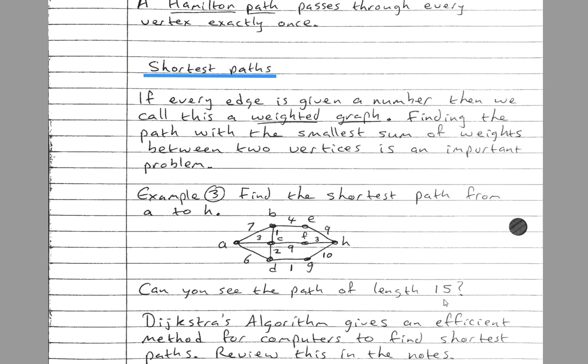Can you find 15? You could try the top, but actually, if you just go straight across, 3 plus 9 plus 3 is 15. And I think that's the best you can do. So the shortest path here is from A to C to F and then to H.